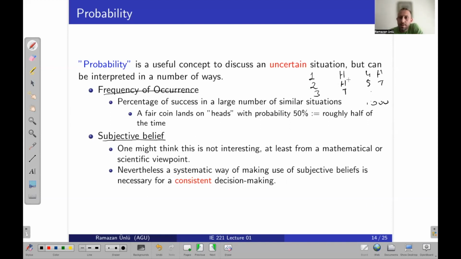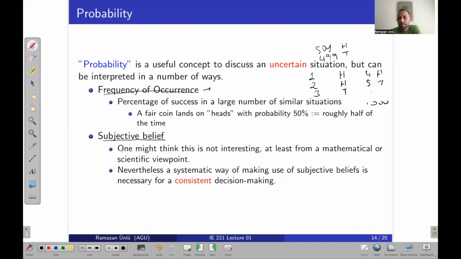So I can simply look at the frequencies. Let's say 501 times I get head, and 499 times I get tail. And by looking at the frequencies, I can calculate the probabilities. Okay, this is the first one, the frequency of the occurrence. And then the second one is the subjective beliefs.